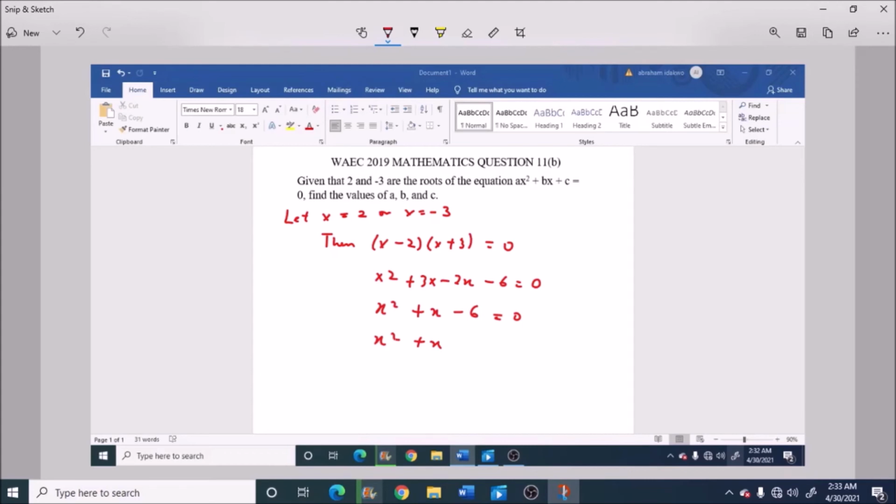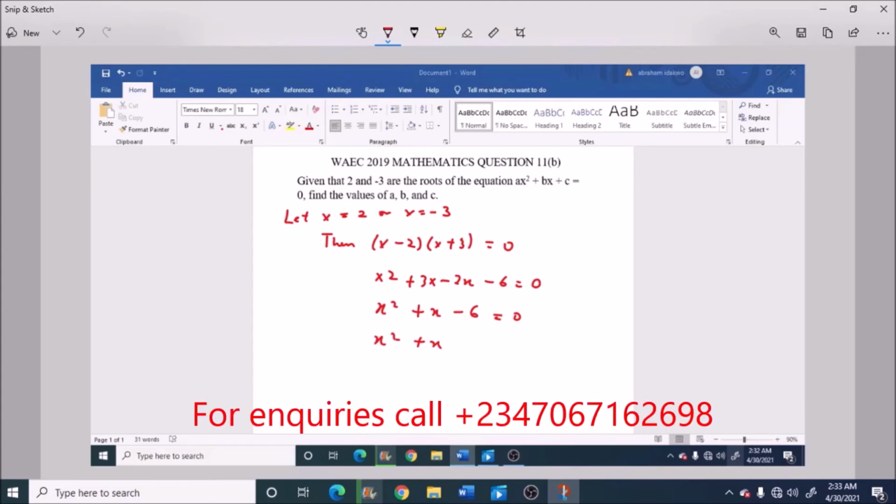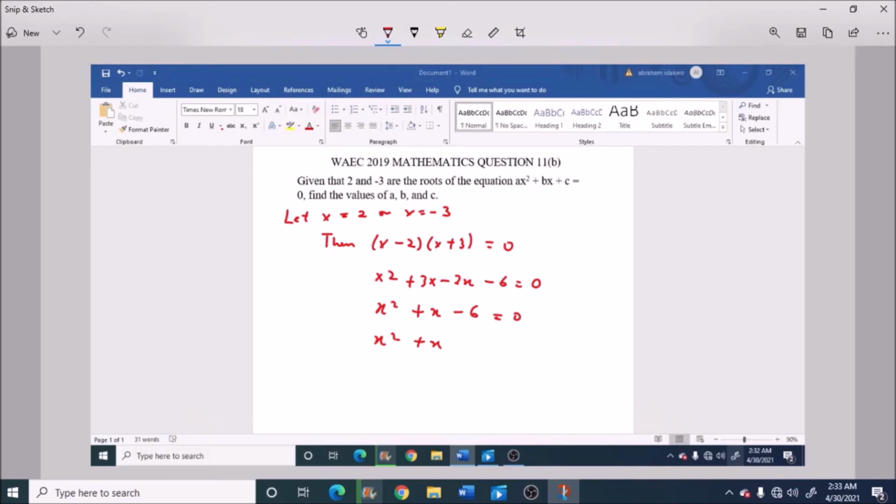So by comparing the corresponding terms, a is equal to 1, b is equal to 1, and c is equal to minus 6.